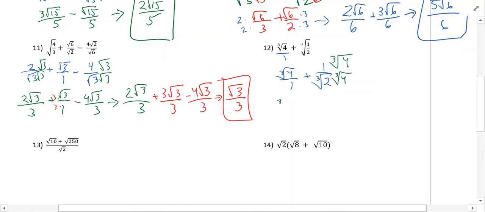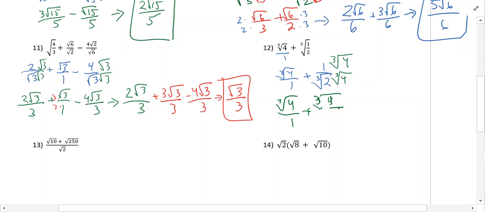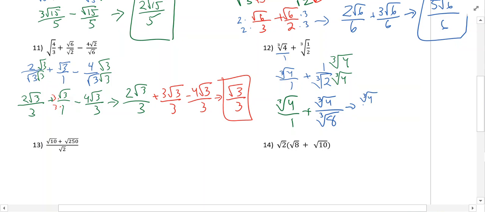So I'm going to rewrite this first term. So the cube root of 4 over 1, plus on the numerator here, 1 times the cube root of 4 is going to give me the cube root of 4. Okay, so I get the cube root of 4 over the cube root of 8. And remember, the cube root of 8, that's a perfect cube. So I'm just going to rewrite this: the cube root of 4 over 1 plus the cube root of 4 over 2. Because remember, 8 is a perfect cube. 2 times 2 times 2 would give you 8.